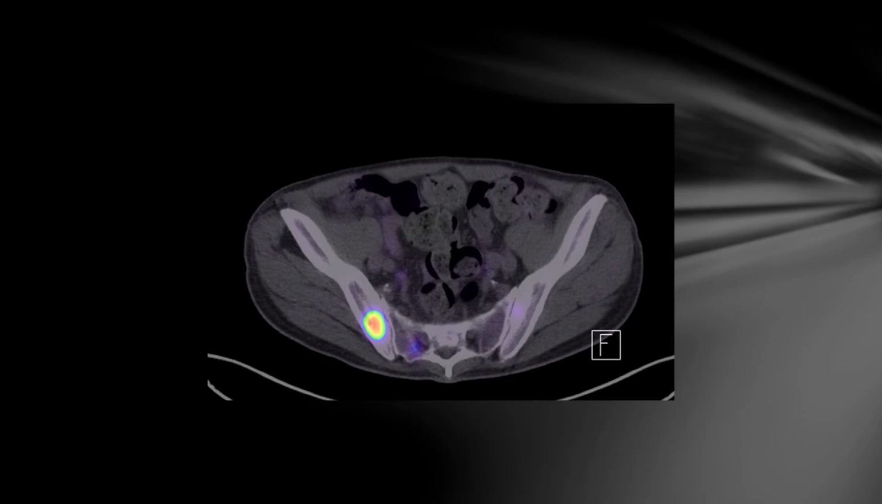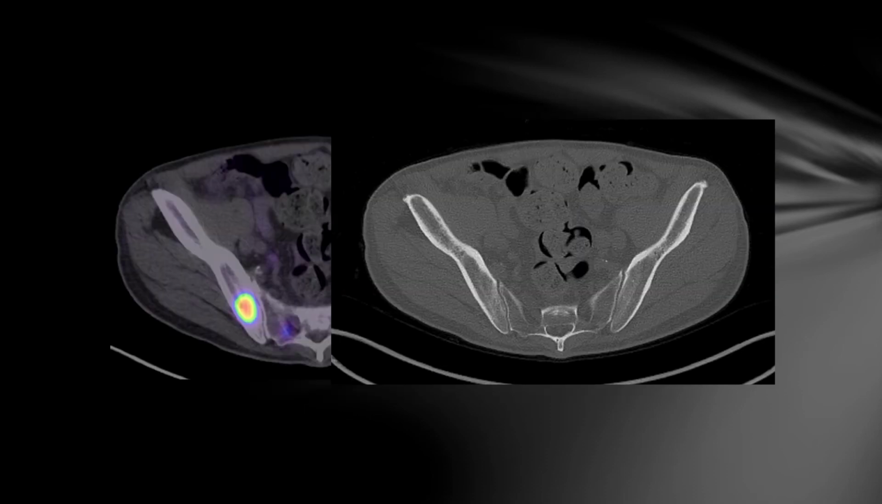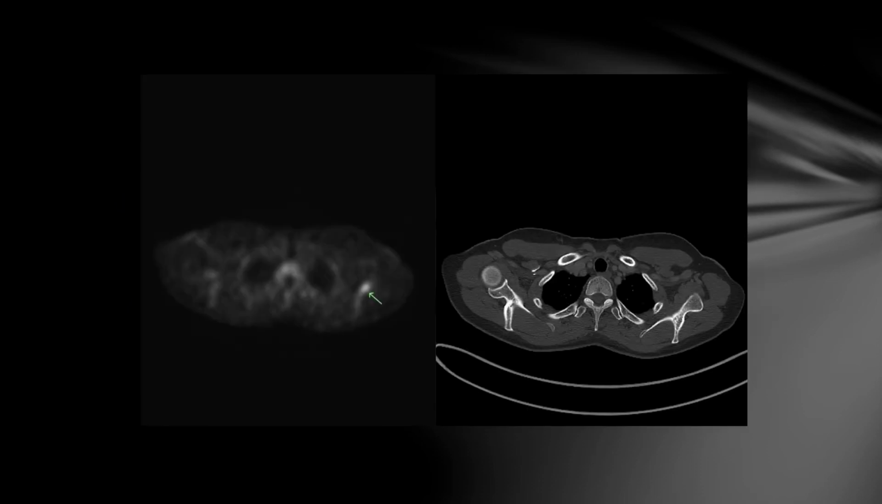This is a more subtle case where we had prior imaging on this patient, so we could see that this area of subtle uptake was a new finding in the left scapula or left shoulder blade. And a CT at the same time demonstrates no abnormality. Because this one was more subtle, we did an MRI, which confirmed that there was a metastasis within the left shoulder blade.